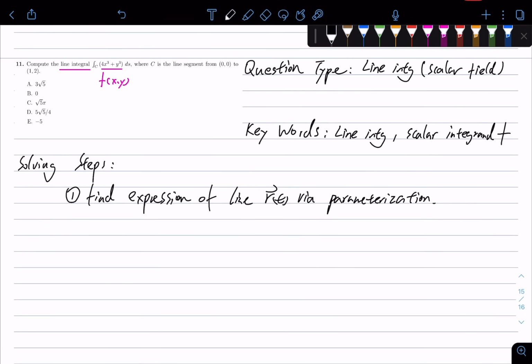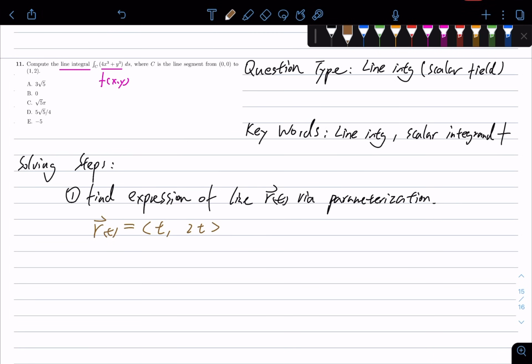So there are only a few methods of parameterization that this class has taught you, right? So one is just parameterizing for a curve, and sometimes they will give you the parameterization method. And in this case, we are dealing with the most basic way of parameterization, which is parameterizing a line segment from 0, 0 to 1, 2. Okay. So for this problem, r of t equals t, 2t, right?